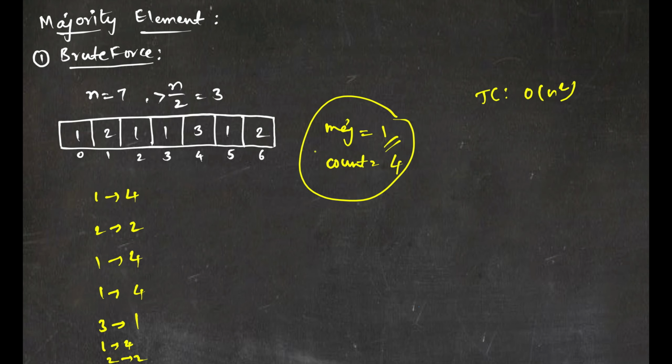So to iterate the array and to count, I'll take another n, so it's going to be n into n, n square. And space complexity wise we are not taking any extra memory, so it's going to be O of 1.